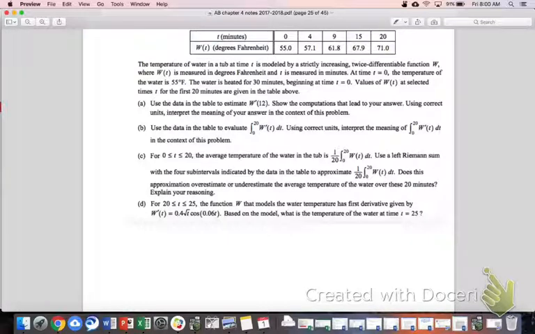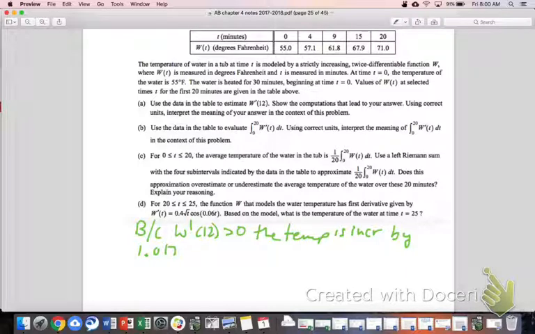You could say something like this. Because W prime of 12 is positive, the temperature is increasing by 1.017 degrees Fahrenheit per minute when t equals 12 minutes.